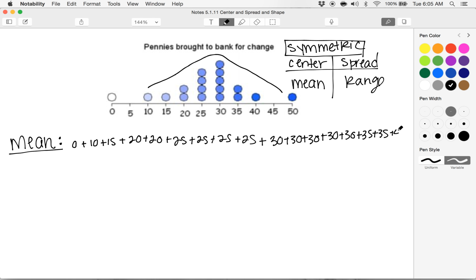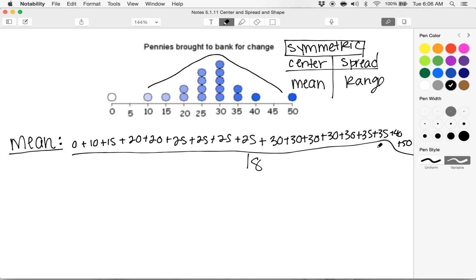Plus 40 plus 50. I got it in. So you have a huge data set here. Let's see how many numbers are in that. 1, 2, 3, 4, 5, 6, 7, 8, 9, 10, 11, 12, 13, 14, 15, 16, 17, 18. Divided by 18. All right, so this is where I'm going to pull out my calculator. I'm going to add all of these values.